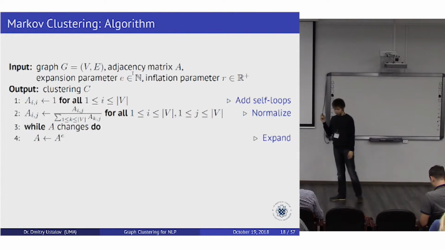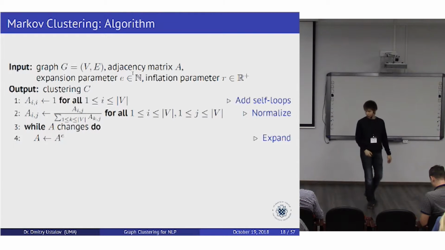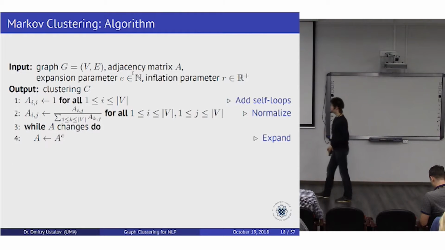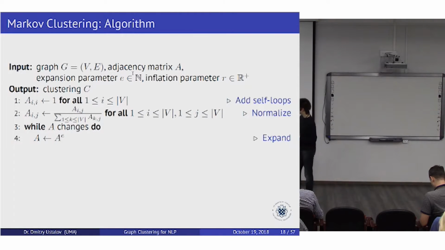And now comes the loop. So until the algorithm converges, we are doing actually 3 operations. The first is called expansion. And it's nothing but the series of multiplication of the adjacency matrix by itself.